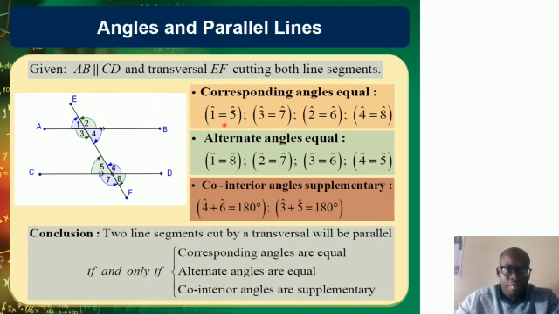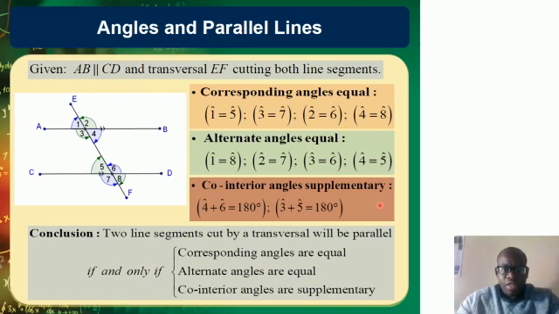Angles 1 and 5, 3 and 7, 2 and 6, 4 and 8 are corresponding angles, and they are equal. Why are they equal? Because line AB and line CD are parallel. Alternating angles 1 and 8, 2 and 7, 3 and 6, 4 and 5 are now equal. Why? Because line AB is parallel to line CD.